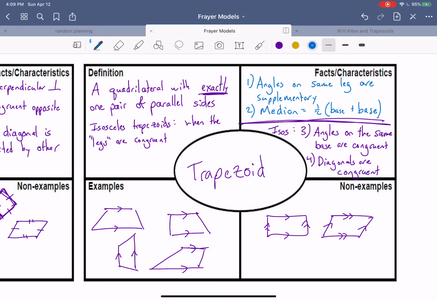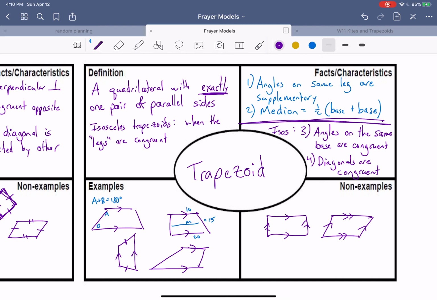In all trapezoids, the angles on the same leg are supplementary, right? So in this example down here, A and B would add up to 180. The median would be 1/2 of the base plus base. So here's the median. So this is 10 and this is 20. That means the median would have to be 15 because it's half of 10 plus 20, which is half of 30. In an isosceles trapezoid, that means the legs are congruent.